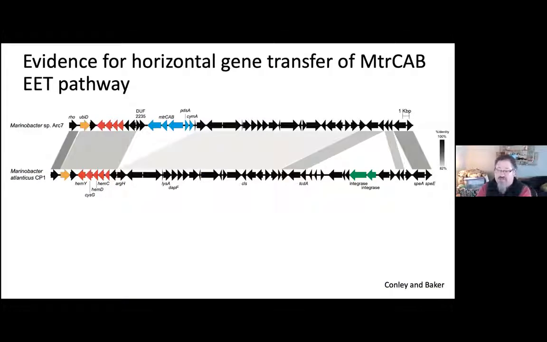So here's a couple of examples I just want to show you. Here we've got the MtrCAB pathway in blue, and there's little PDSA and Cymase. So this is a complete pathway that will allow electrons to go, based on our work in Vibrio and Aeromonas, from the cytoplasmic membrane all the way to the outside of the cell. And we have a very closely related Marinobacter strain here, which is the strain that our colleague Sarah Glavin works on, called Marinobacter atlanticus CP1. And you can see the exact spot where these genes are different in this Marinobacter isolate versus this one.